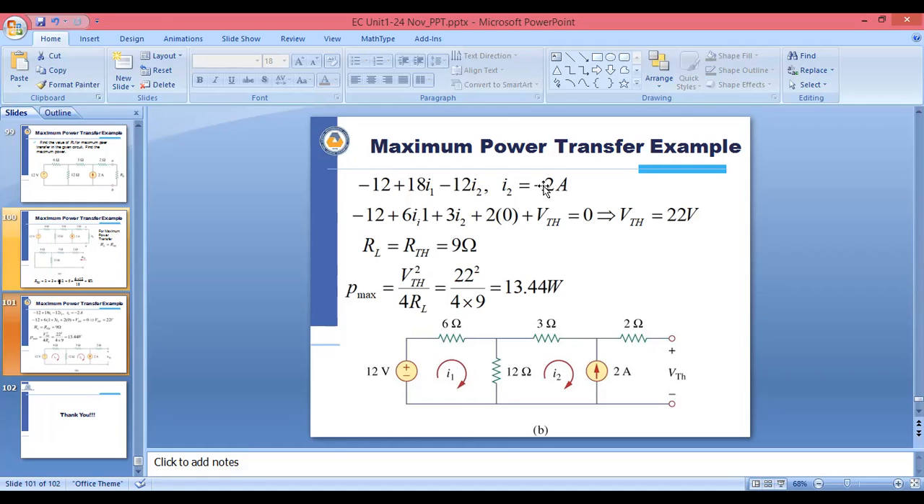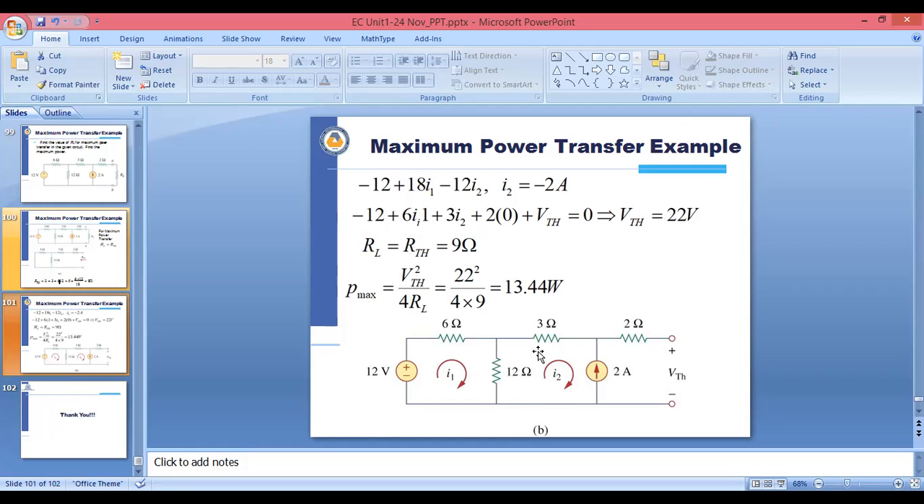How will you get it? If you apply KVL to the second loop, our equation will become as follows. When you apply KVL to the second loop, you can see we have the value of current directly. So here you will get minus 12. Here 18I you can write as 6I1 plus 3I2 plus 2 into 0 plus VTH, that will be equal to 0. So you will get the value of VTH, that will be equal to 22 volt.